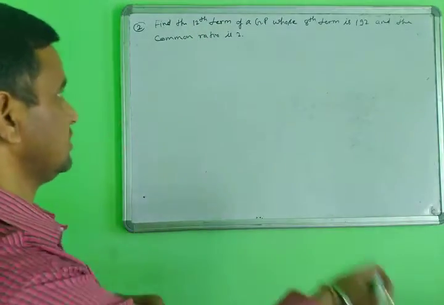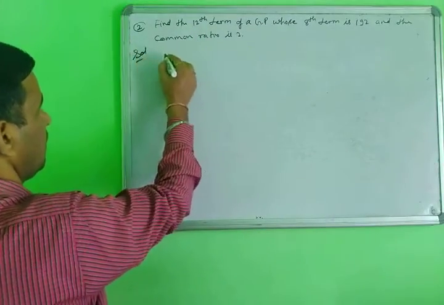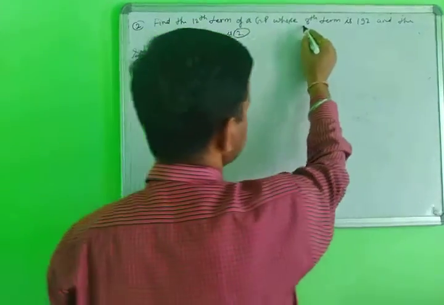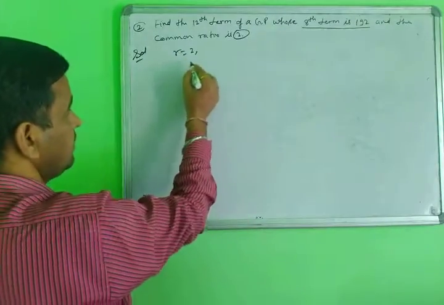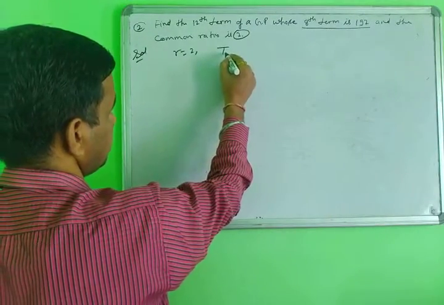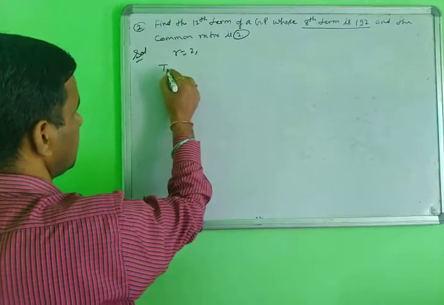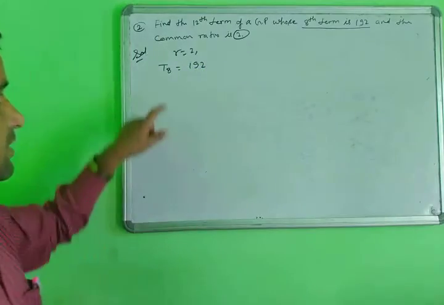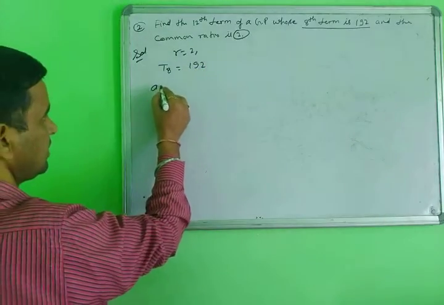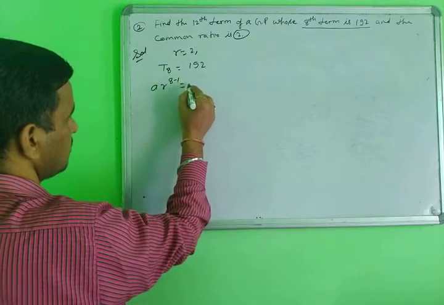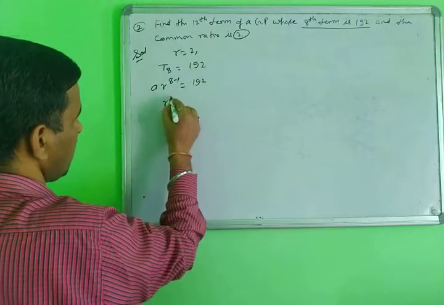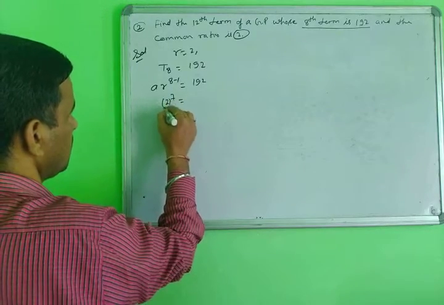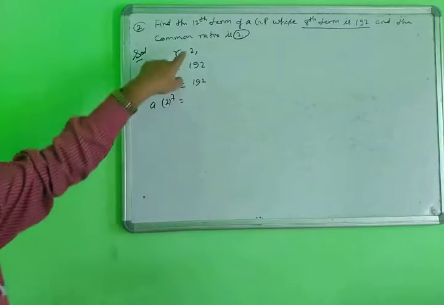Now let's start the solution. What is the common ratio? R equal to 2 is given. And T8 equal to 192, the 8th term. So what is the formula? T8 equals A R to the power 8 minus 1, equal to 192. A R^7 equal to 192. What is the value of R? The value of R given here is 2.